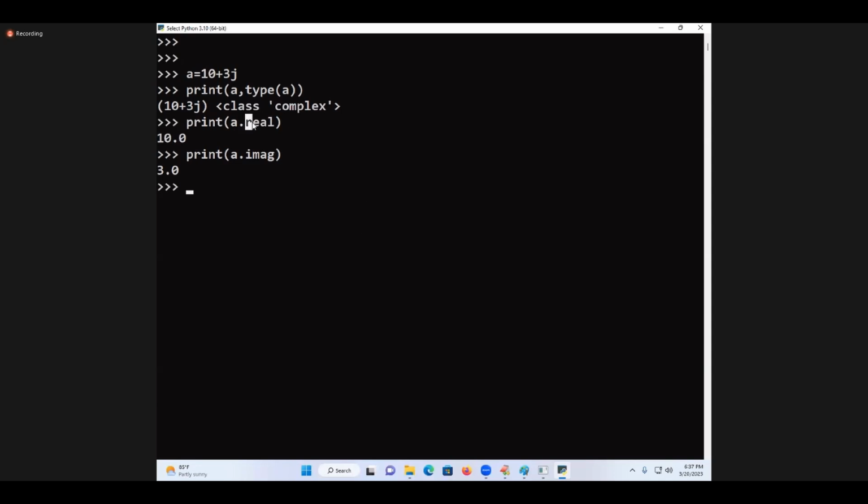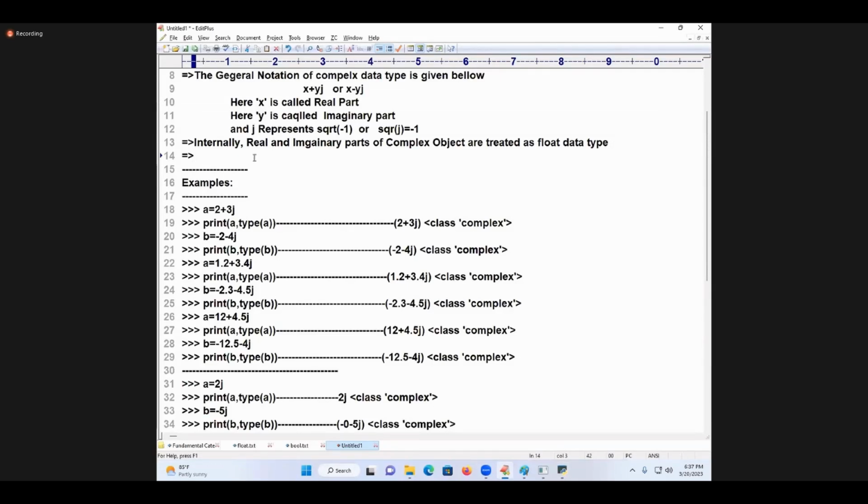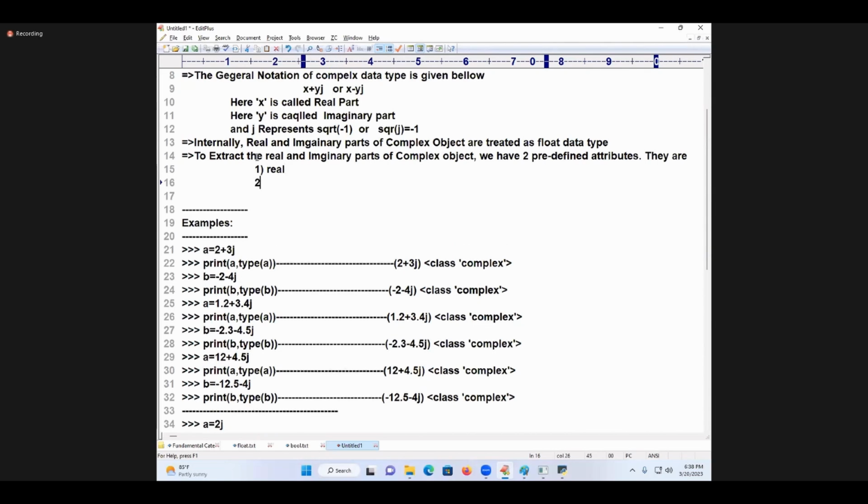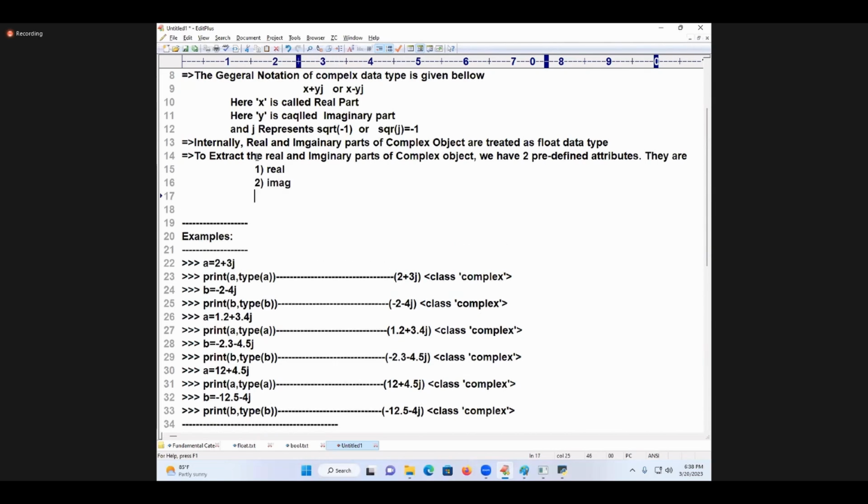So what are real and imag, students? Predefined attributes. Now I am writing the most important point. To extract the real and imaginary parts of a complex object, we have two predefined attributes. What is number one? Real. Second one is imag.